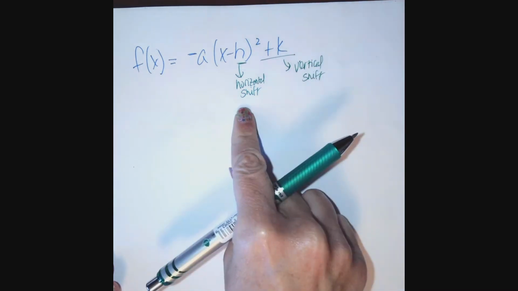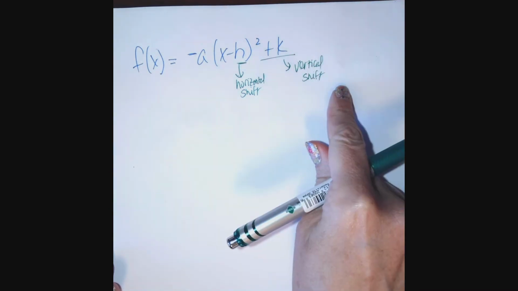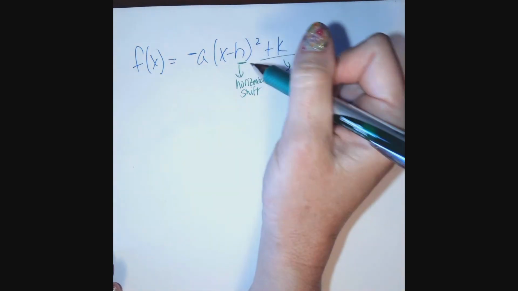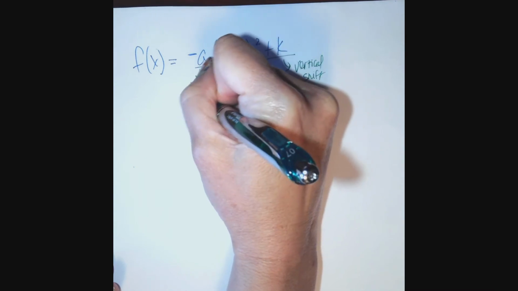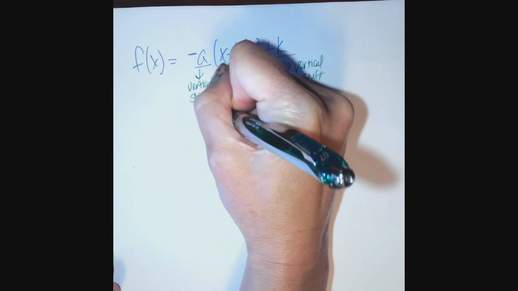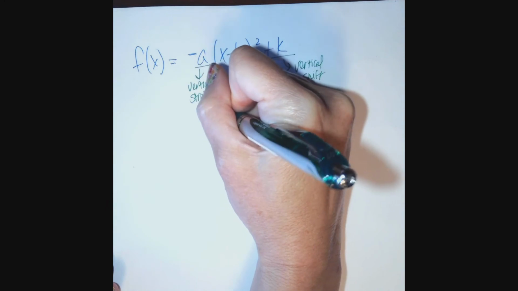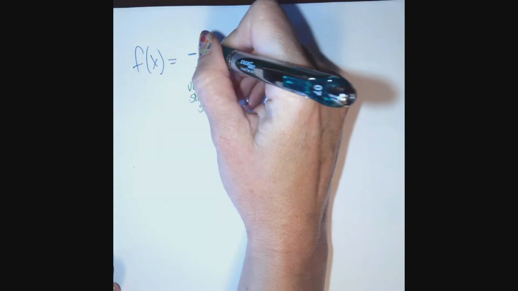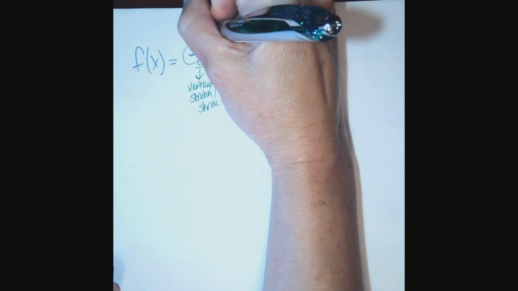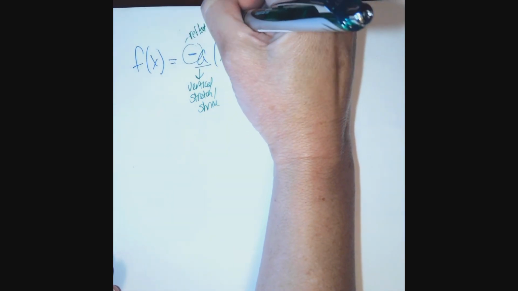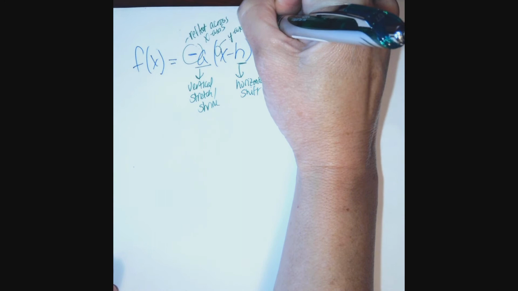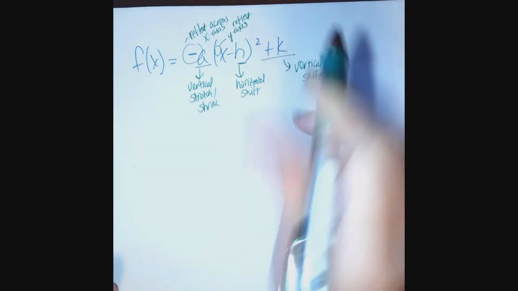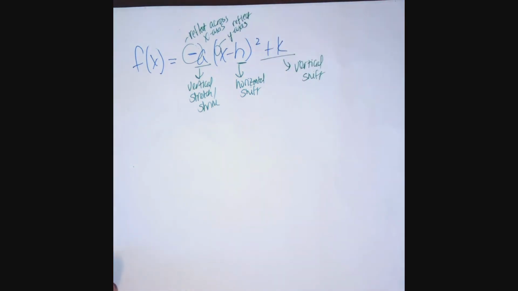And I always taught in my classes h is for horizontal and then k is the other one. The vertical is the other one. A was my vertical stretch or shrink, depending on whether it was a whole number or a fraction. You had a negative here that would reflect it across the x-axis. If a negative showed up here, it would reflect across the y-axis. But this was your general pattern of transformations.